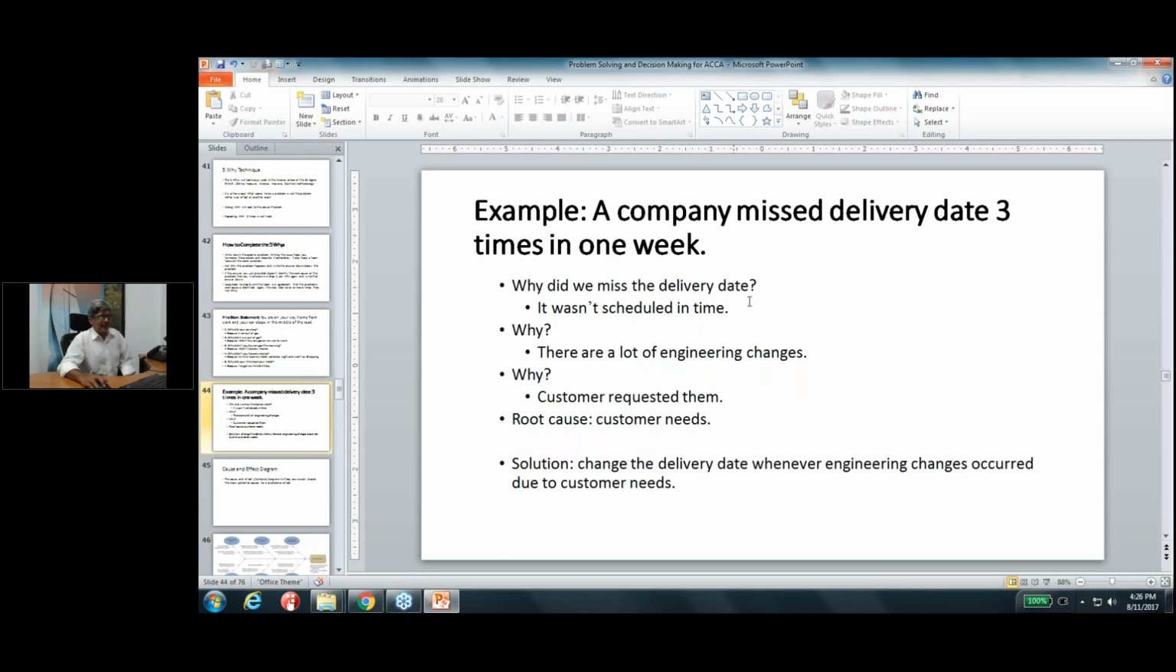Why did we miss the delivery date? A company missed the delivery date 3 times in a week. If you look at this why combination of answers: why did we miss the delivery date? There wasn't time. There are a lot of engineering changes. Why? The customer requested them. Root cause: customer needs. So the solution is, when engineering changes occur due to customer needs, we change the delivery date. With the help of this very simple technique, you can identify the root cause.